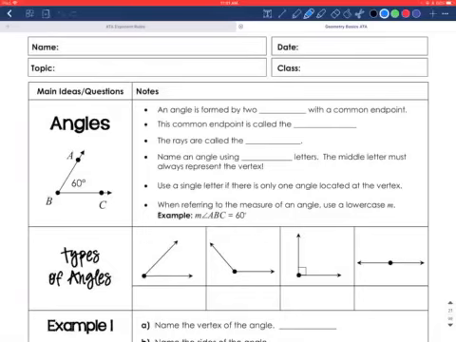All right, good morning, guys. This is April 21st, and angles, just notes on angles.